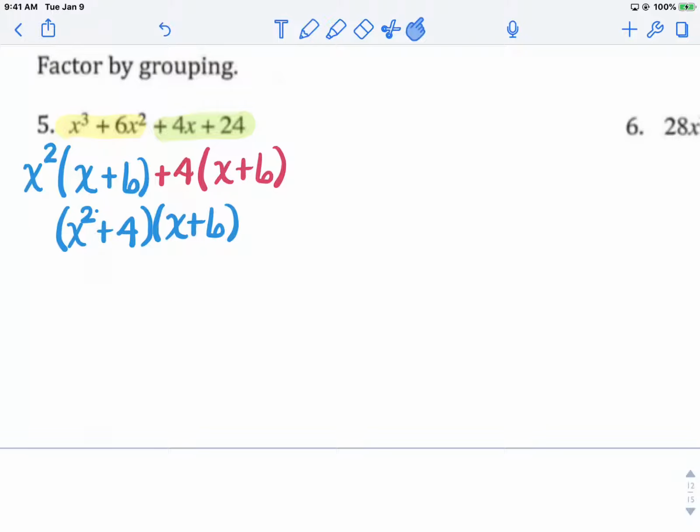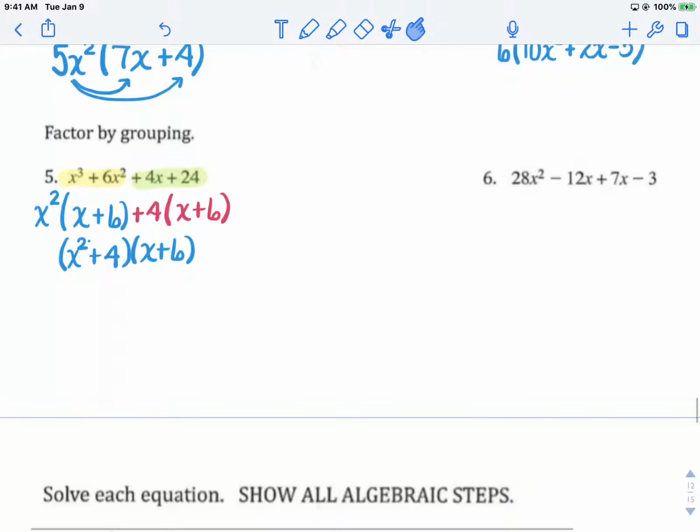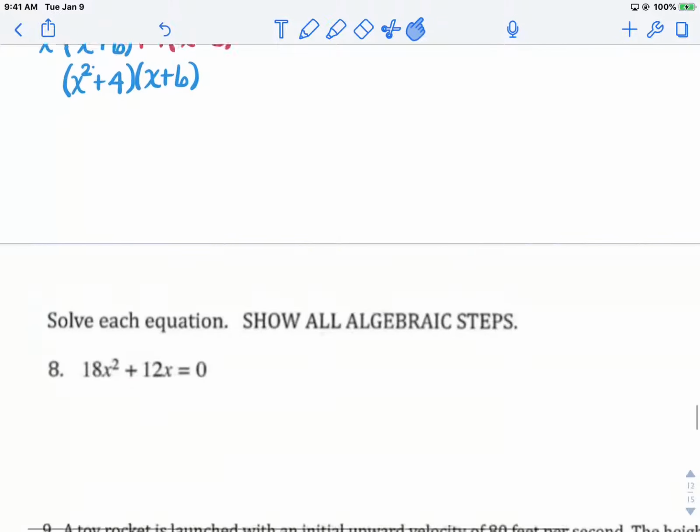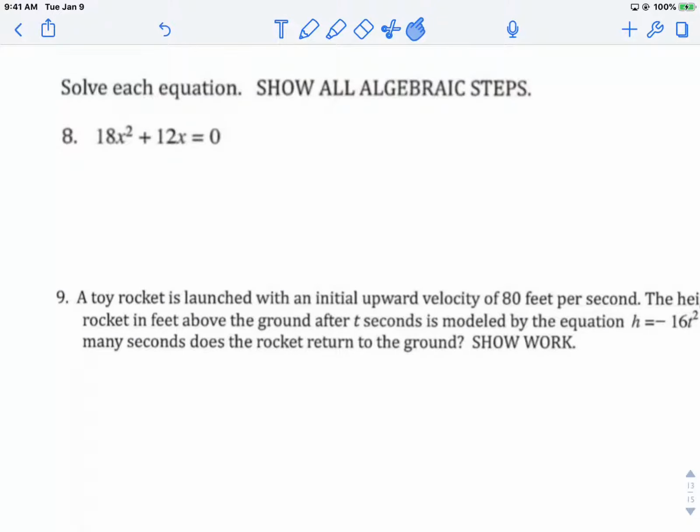So we put our distributors together in one factor and what that common factor was in the other. So you could pause the video right now, try out number 6. When you get to 8, we were using factoring in order to solve. So the idea was we would factor the expression as long as it was already equal to 0.